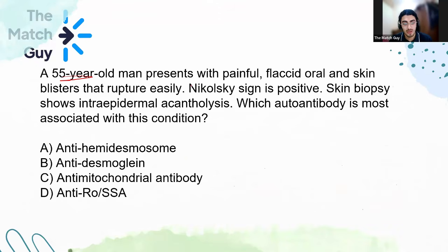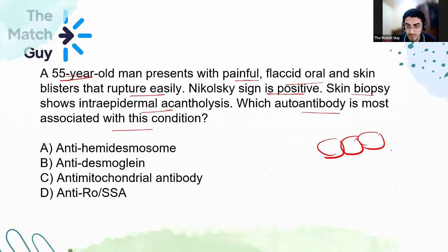We have a 55-year-old man presenting with painful, flaccid oral and skin blisters that rupture easily. Nikolsky sign is positive. Obviously, the blister can rupture easily, so this is Nikolsky positive. Skin biopsy shows intraepidermal acantholysis. Which autoantibody is most associated with this condition? So this is a presentation of pemphigus vulgaris.